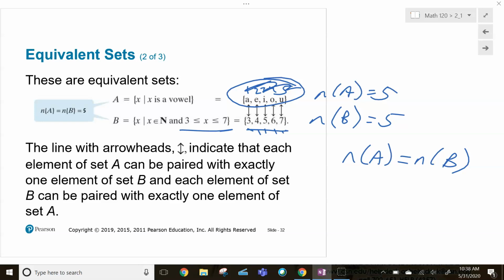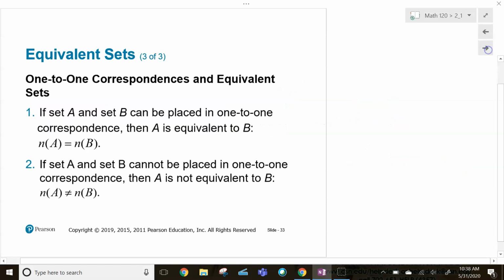They're not the same set, right? They're not equal sets. They're equivalent sets. They just have the same number of elements. Okay.